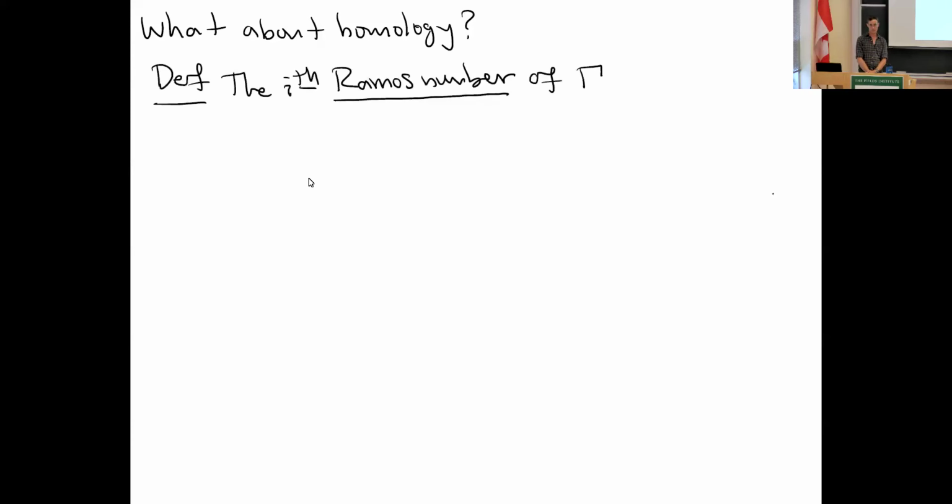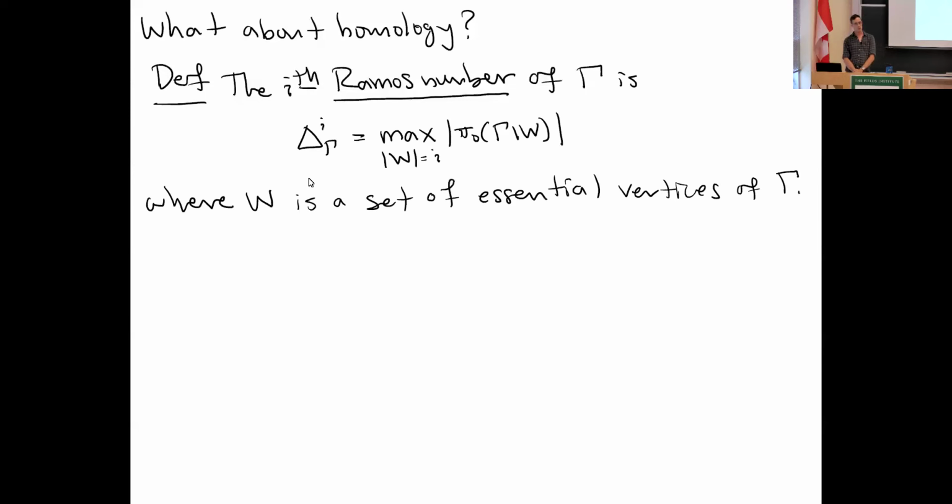But to state the theorem, I have to give you a definition of a family of graph invariants. They're called Ramos numbers, and there are countably many of them. So fix i, which is the homological degree. Then the ith Ramos number, called delta, is the largest number of connected components that you can get by removing i many vertices from your graph. And they have to be actual vertices, essential vertices, which means that their valence is at least 3. So I'm not allowed to remove bivalent vertices.